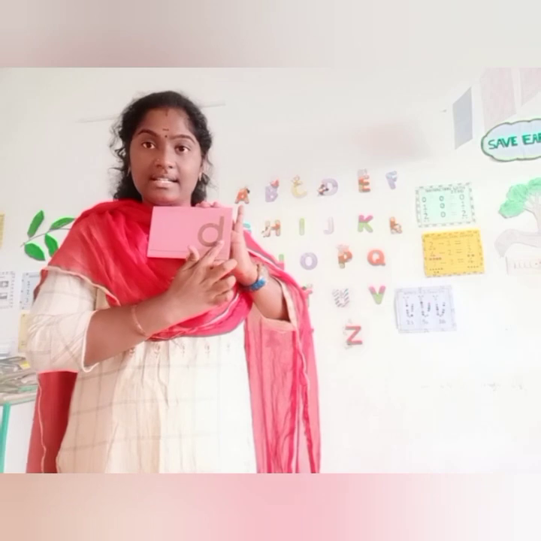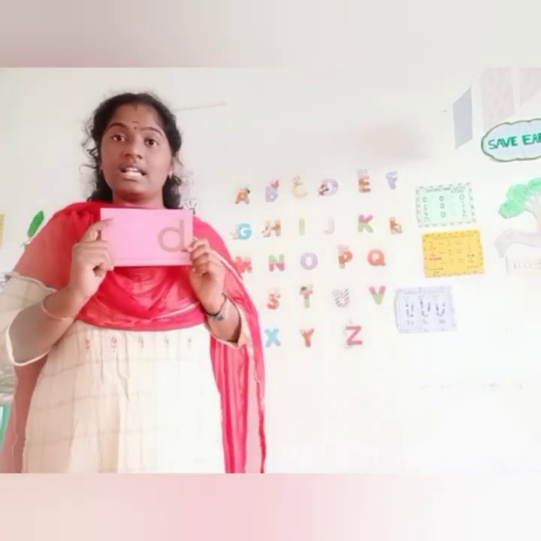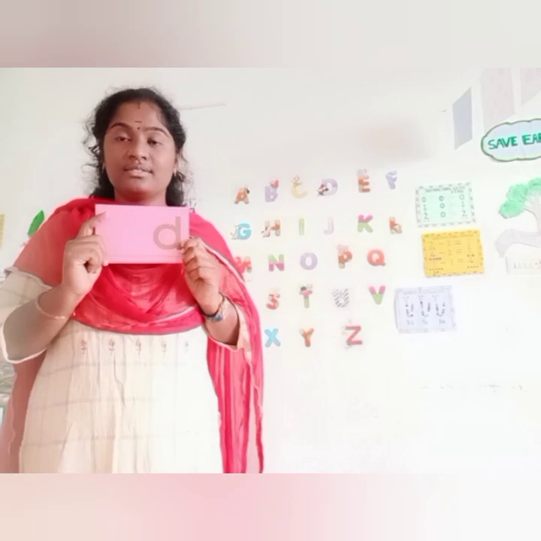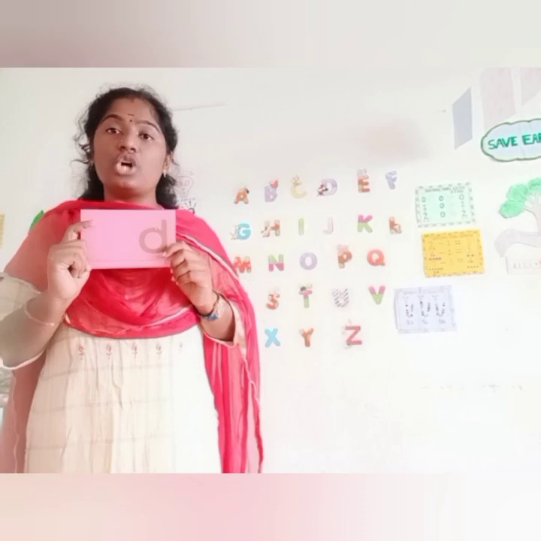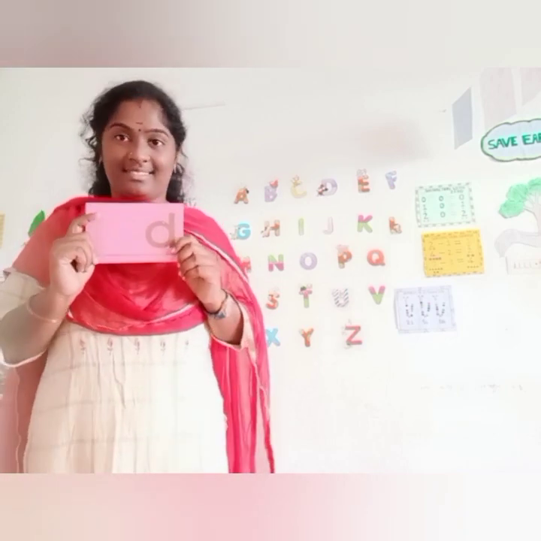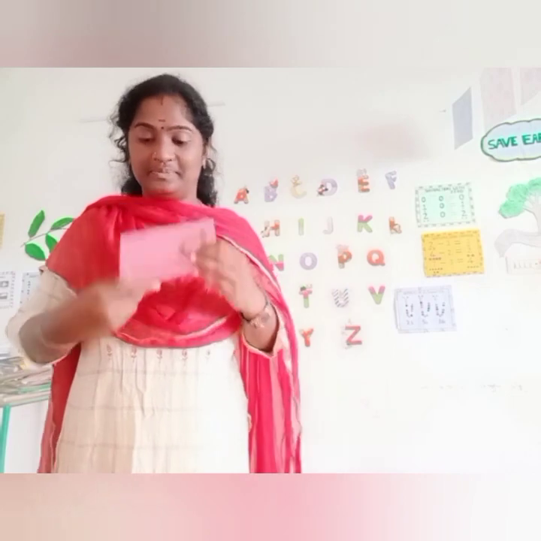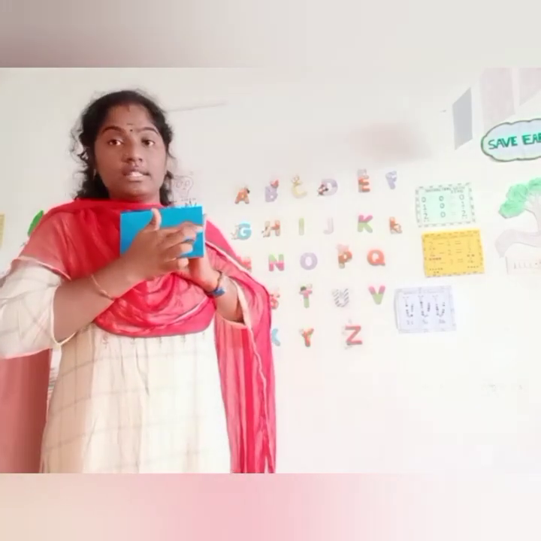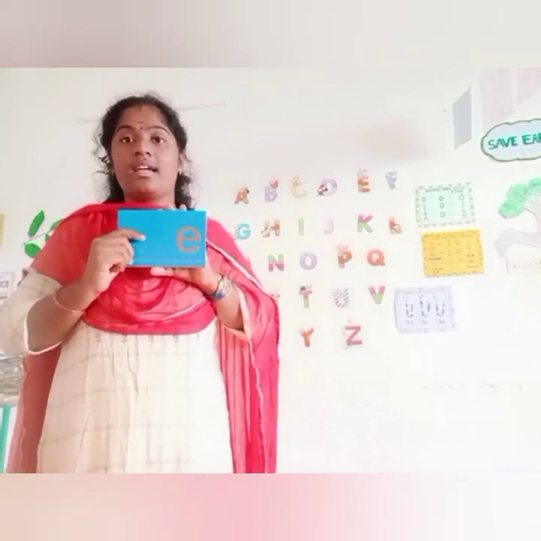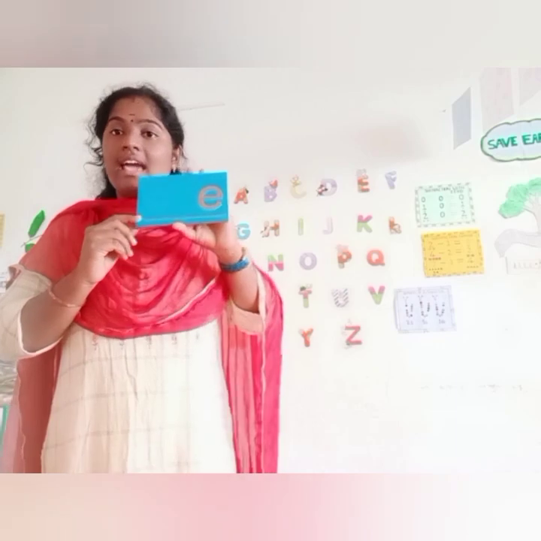This is letter D. D says d. D, dog. D, duck. D, doll. D, dolphin. Okay, this is D. And the next letter is E. This is letter E. E says e. E, elephant. E, egg.